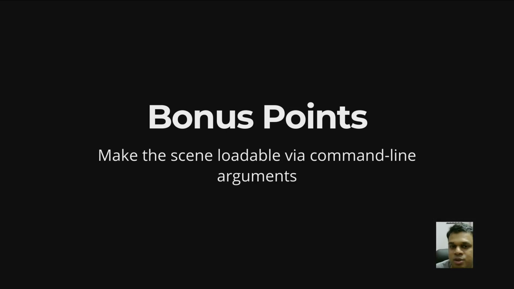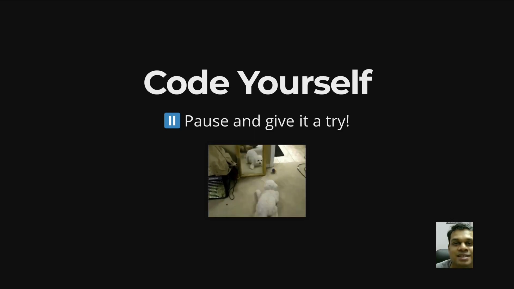If you would like bonus points, I would like the scene to be loaded via command line arguments, so that next time I need a different kind of scene, I do not need to change the main.py. All I need to do is send a different scene through the command line arguments, and it should pick it up from there. So these are the requirements. I strongly recommend you try it on your own before you continue and watch how I'm going to code the solution. So try it.